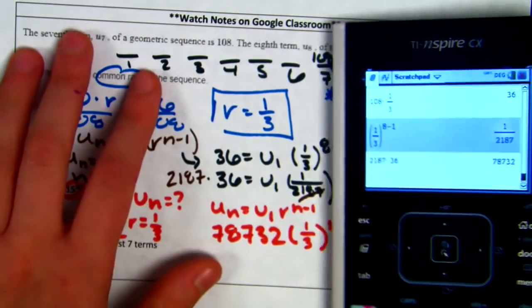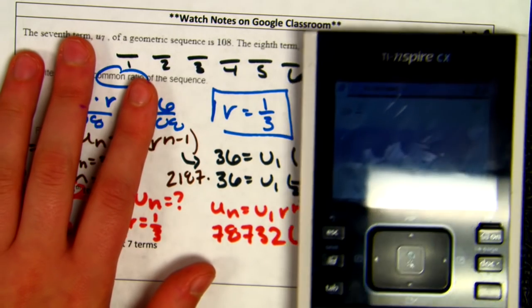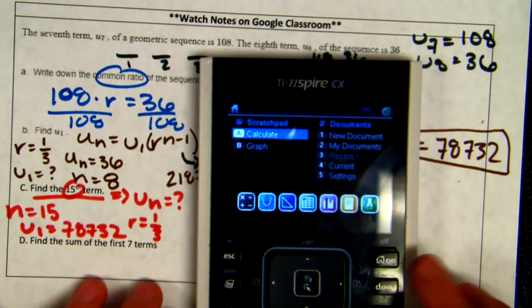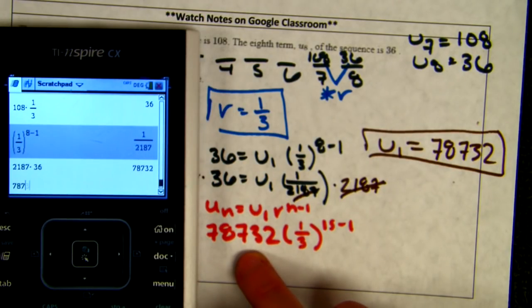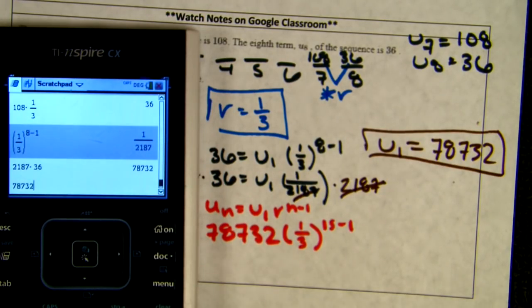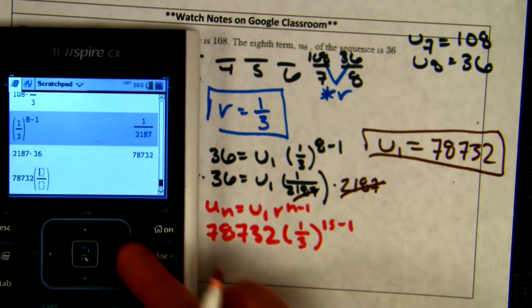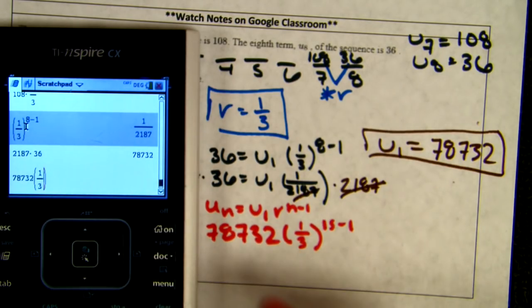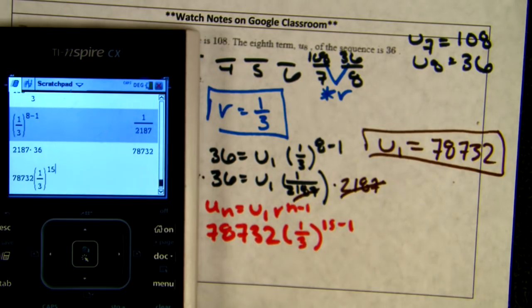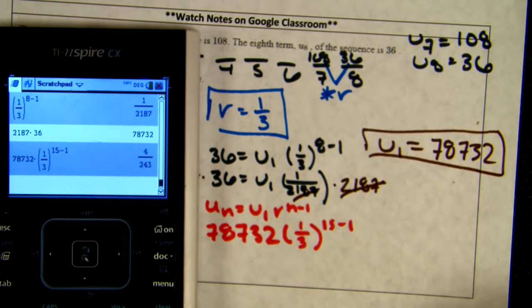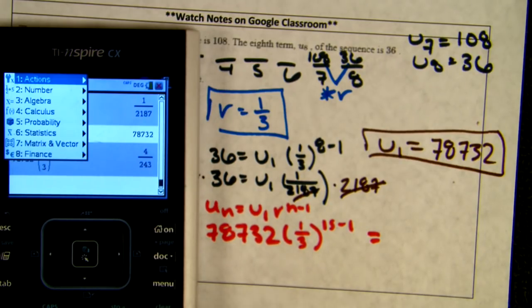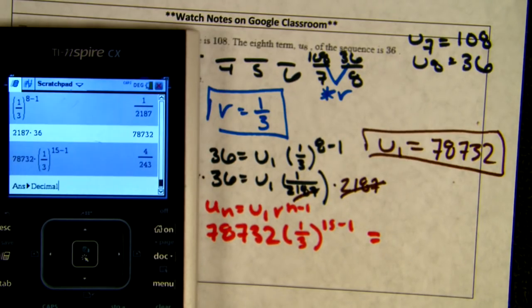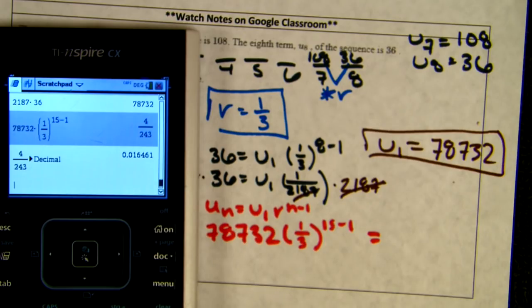I'm going to pop that right in my calculator. Hopefully you guys can see this. It just turned off, of course. So we have 78,732 times 1/3 to the power of N, which is 15 minus 1, which gives me 4/243. If I wanted to convert that to a decimal, I could, and it would be 0.016.